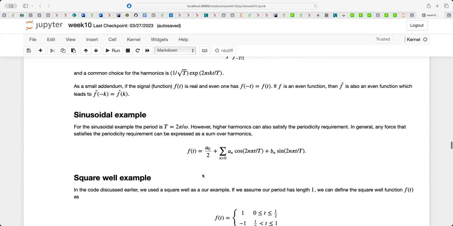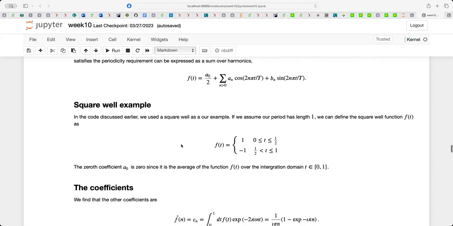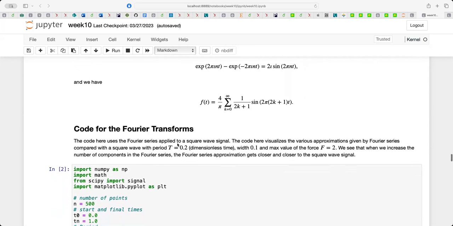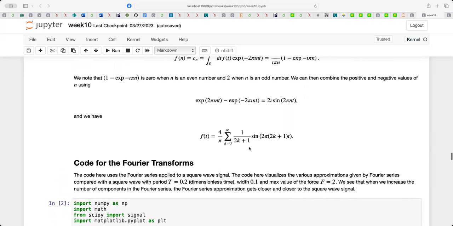And we looked at an example with a square well signal, and looked at how many terms we needed. In this specific case, in order to get it right, we would actually need an infinity of terms, but we get a decent approximation with something like 500 to 1,000 terms already. And these were things which we looked at last time.